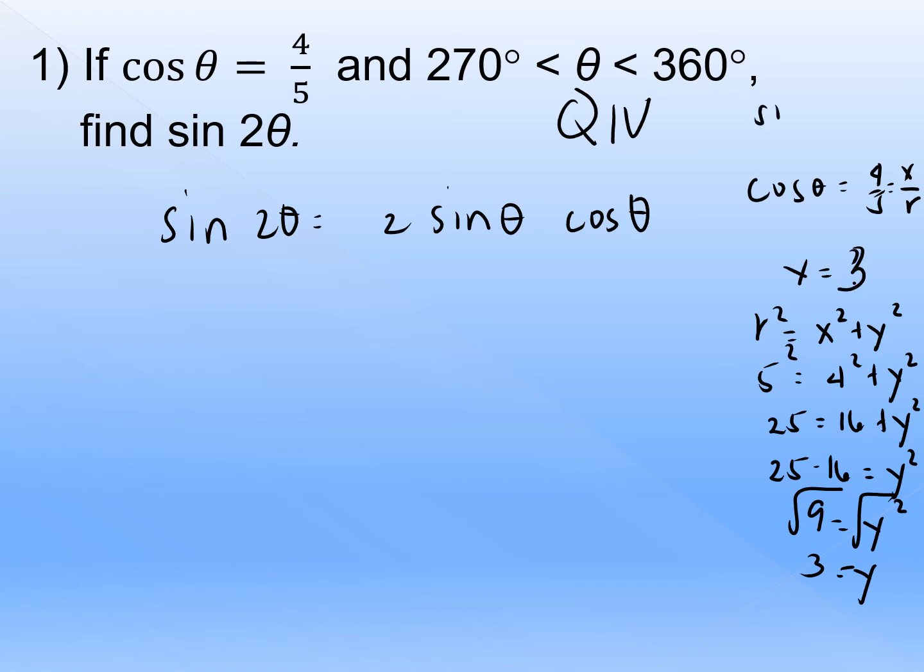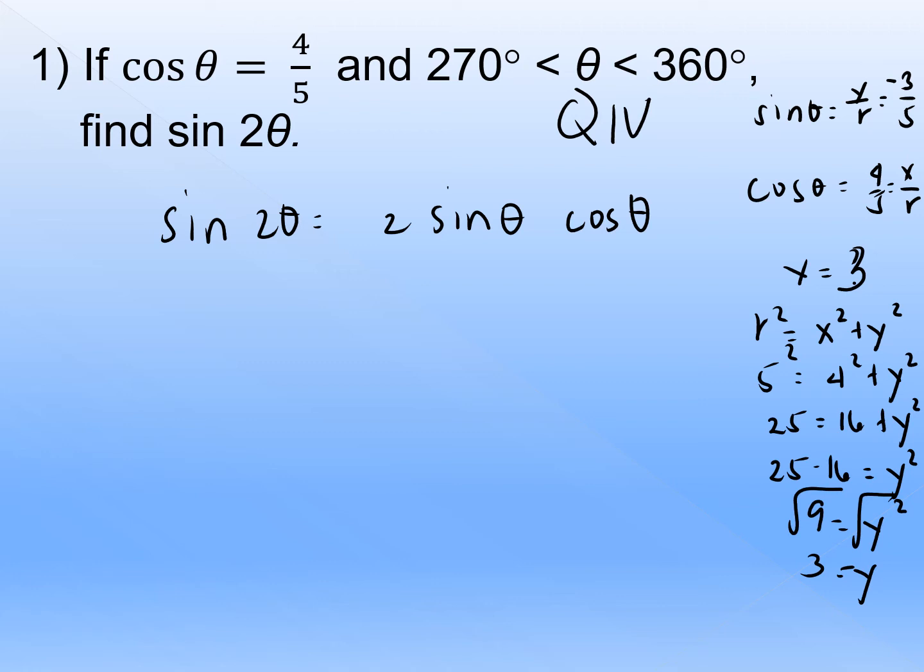Now, the pattern for sine theta is equal to y over r. Substituting the values, we have y equal to 3 and r equal to 5. But since it falls in quadrant 4, the sign of sine theta in quadrant 4 is negative. So therefore, sine theta is equal to negative 3 over 5.